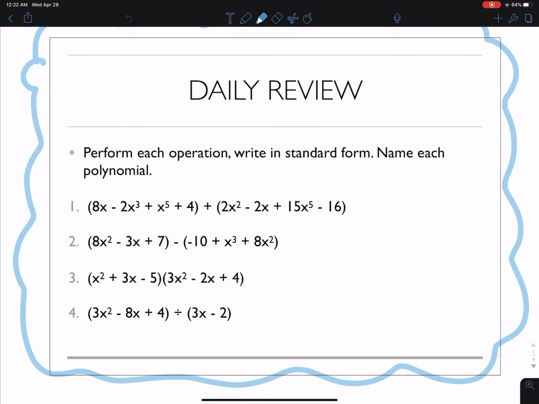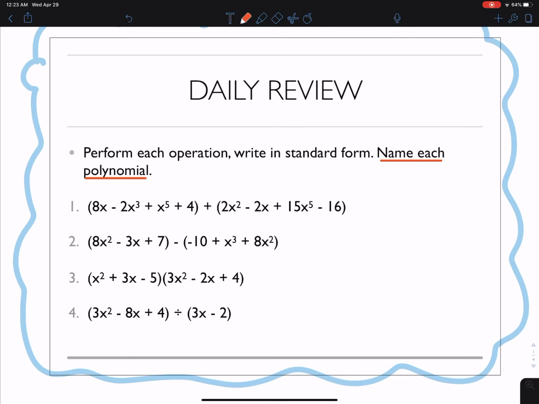In your daily review, you have one of each type of problem that we've done so far. The first one's addition, the next one's subtraction. After that, we have a multiplication problem and then a division problem. Be sure to name each polynomial as well.